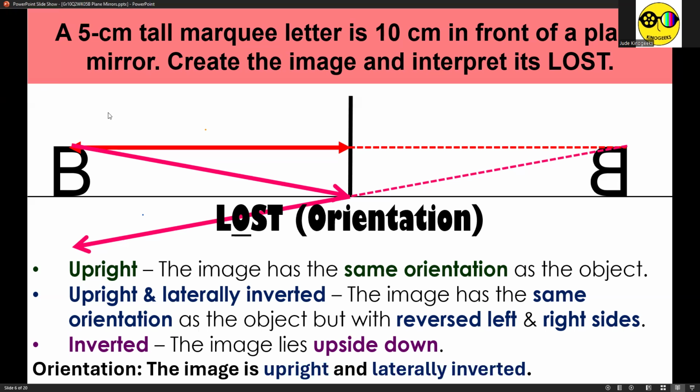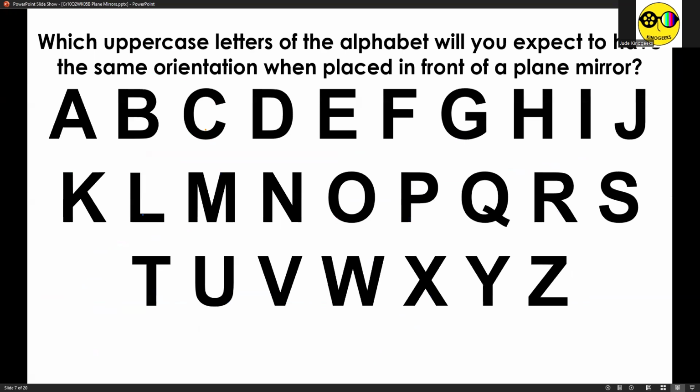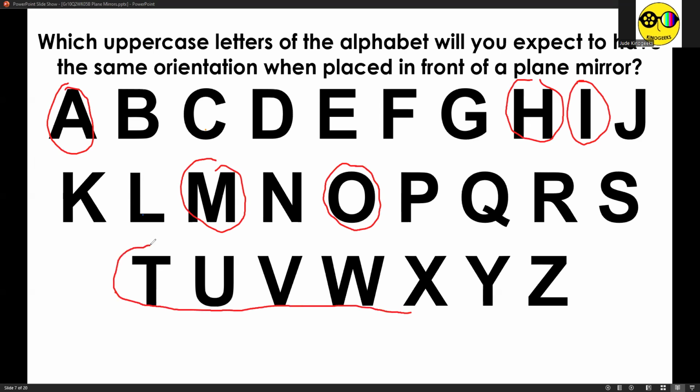Because a lot of people are confused about orientation, I devoted some slides solely for orientation. So in this case, which uppercase letters of the alphabet will you expect to have the same orientation when placed in front of a plane mirror? And we have 11 answers or 11 letters to testify that. Specifically, if the font is like this, no? So we have letter A, letter H, then I, then letter M, letter O, and then letters T to Y.